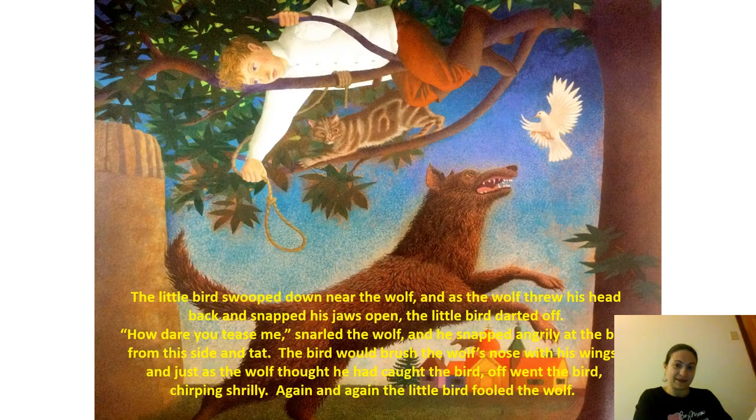The little bird near the wolf. 23. The little bird swooped down near the wolf, and as the wolf threw his head back and snapped his jaws open, the little bird darted off. 23, as the bird is circling the wolf's head.